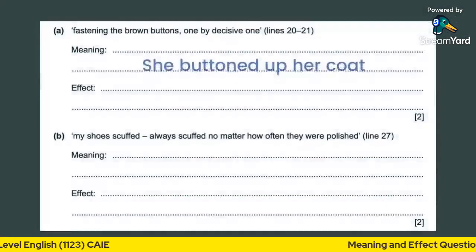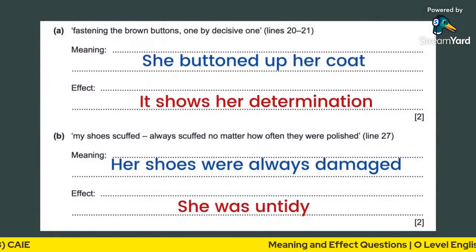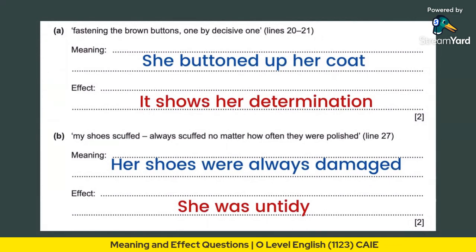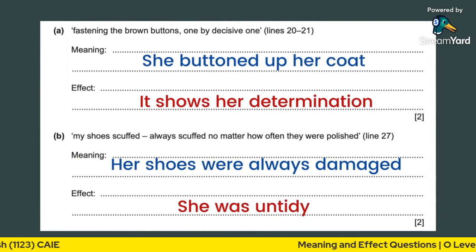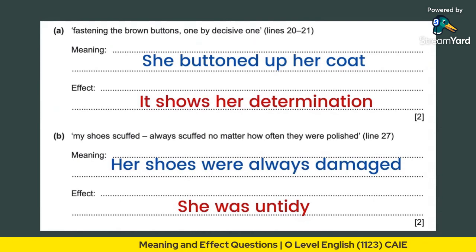Now, this is the question related to that paragraph. This first part says, fastening the brown buttons, won by decisive one. If we simply look at what this means, we will say that she buttoned up her coat. Because that is what this phrase means. Moving on to the effect, we can simply say that this action shows her determination of doing something.